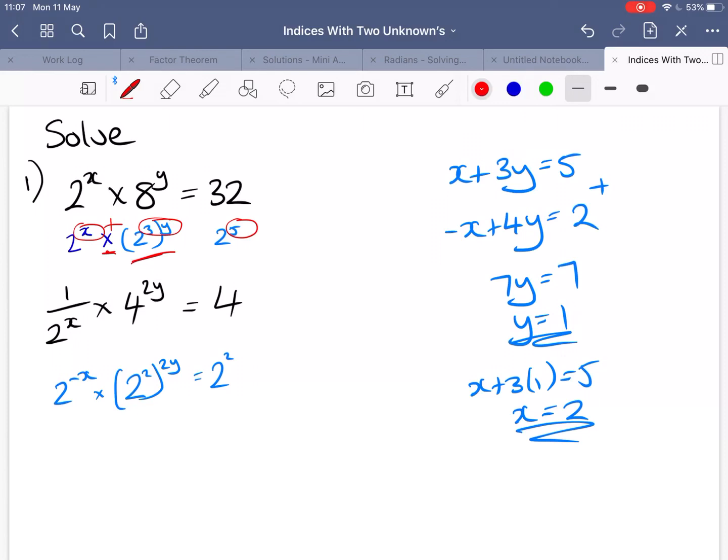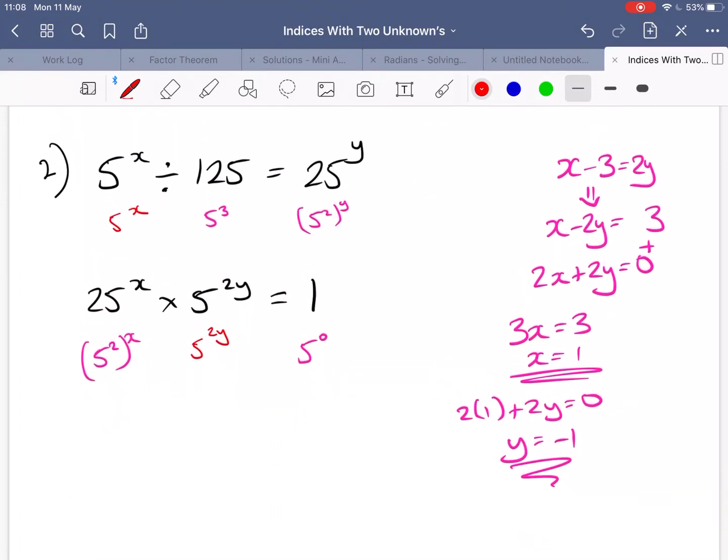With the second one, this first fraction becomes 2 to the minus x because it's in the reciprocal. 4 to the 2y is 2 squared to the 2y. What do you do with these? You multiply. So you end up with minus x plus 4y equals 2, because again you add the powers when you're multiplying these two things together. So we've got these two simultaneous equations over here. Because you've got a plus x and a minus x, you'd add the two equations together. 7y equals 7, y equals 1, and so you end up with x equals 2.